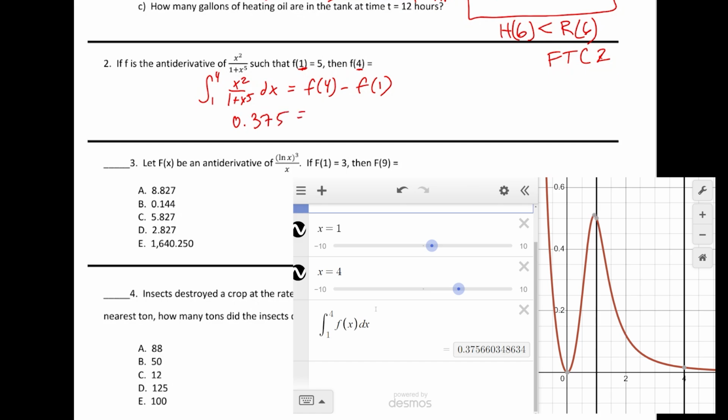And that's going to equal f of 4, which is what we're trying to find, minus f of 1, which is 5. So to get f of 4, we're just going to add 5 to both sides. And so we get f of 4 equals 5.375. We don't have any units here, so that's going to be our answer.